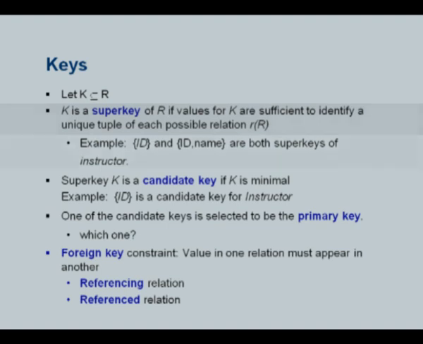Now the combination ID comma name of an instructor is also a super key because it uniquely identifies an instructor, but as should be obvious the ID alone is enough. How about name alone? Is it enough to uniquely identify an instructor? Well, in most colleges or universities this is likely to be true, but you can't be sure.